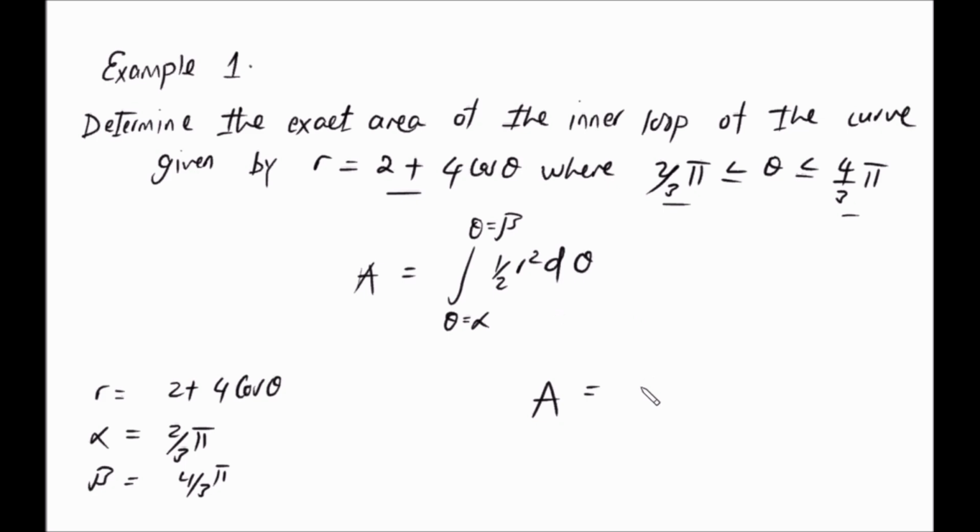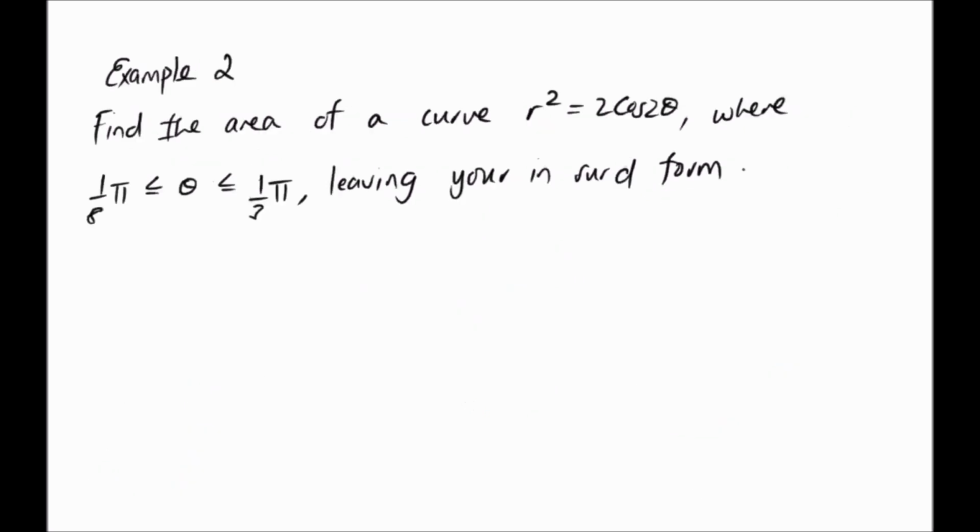Going back to the question, we said area, so it will be 4 pi minus 6 radical 3. So this is the answer for example 1. Let us now see example 2. So this now is example 2. It says find the area of the curve where theta ranges from 1/8 pi to 1/3 pi.